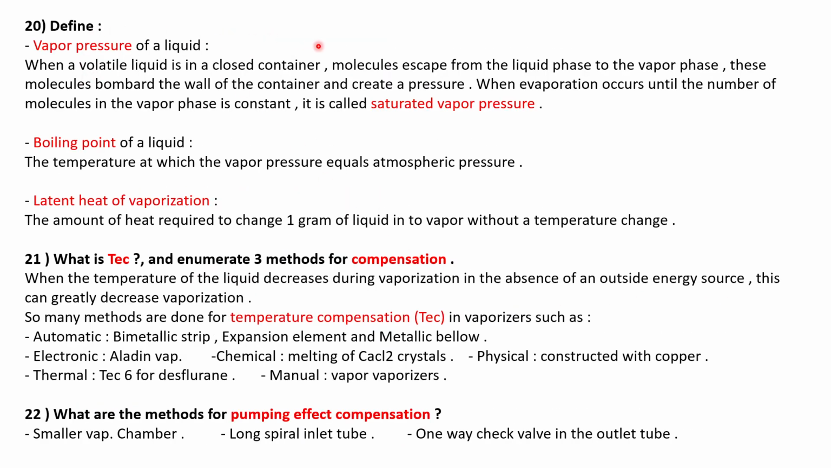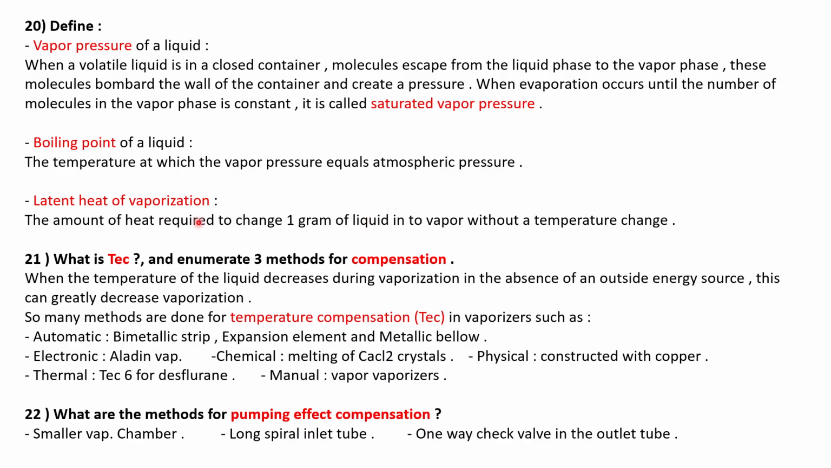Define vapor pressure of a liquid. When a volatile liquid is in a closed container, molecules escape from the liquid phase to the vapor phase. These molecules bombard the wall of the container and create a pressure. When evaporation occurs until the number of molecules in the vapor phase is constant, it's called saturated vapor pressure. Boiling point of the liquid: the temperature at which vapor pressure equals atmospheric pressure.